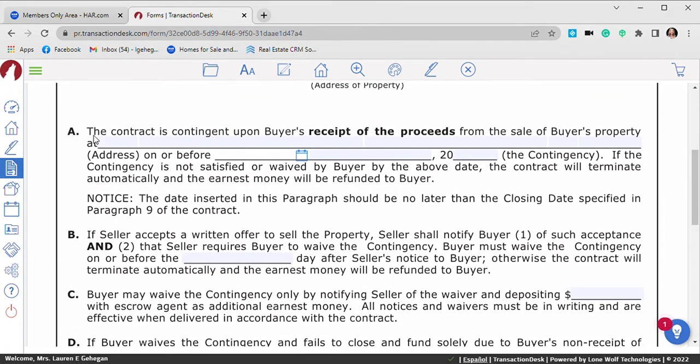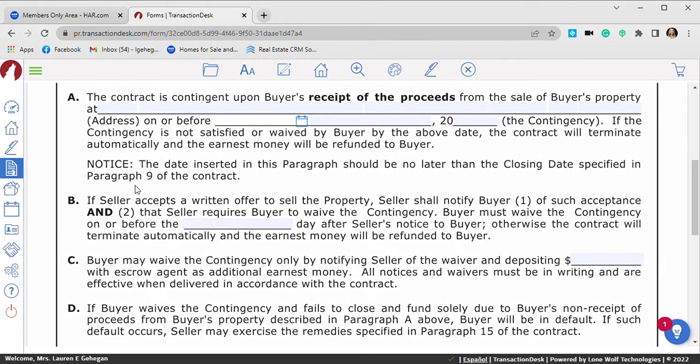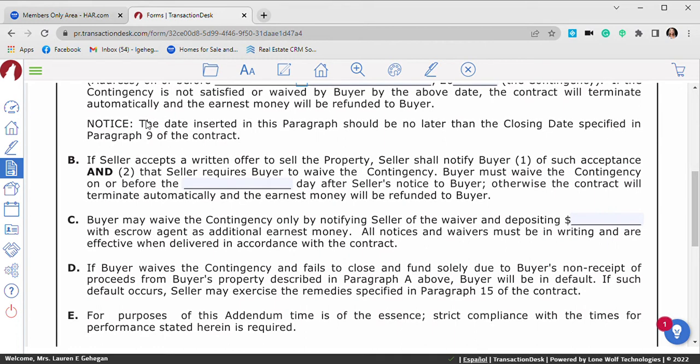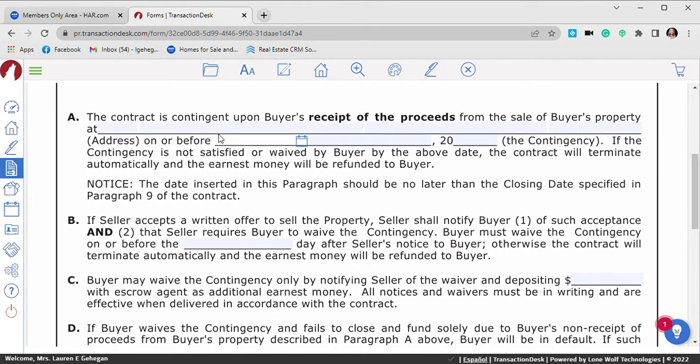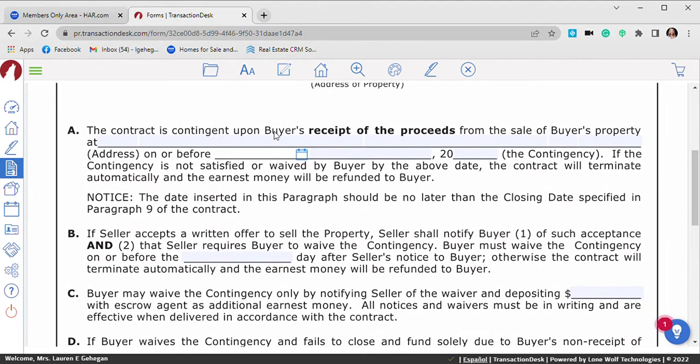And then in paragraph A, you're going to put the address of the house that the buyer needs to sell in order to purchase the property above. Here you're going to put the closing date of that property being sold by the buyer. This date should be no later than the closing date specified in paragraph 9 of the contract between this buyer and the buyer of their property.